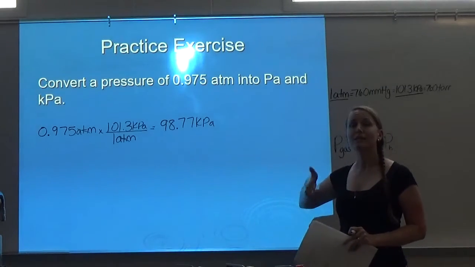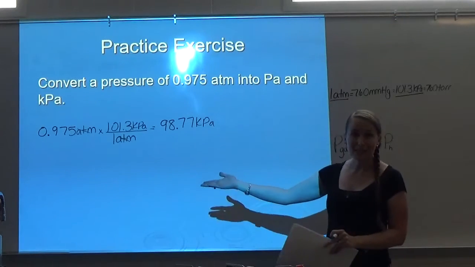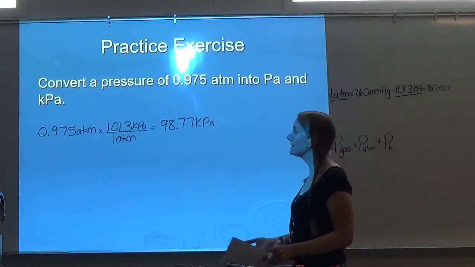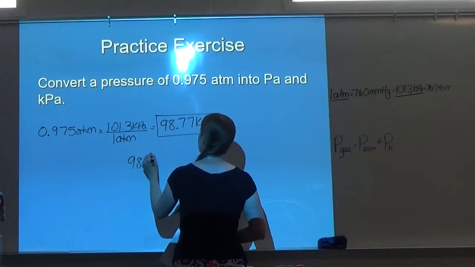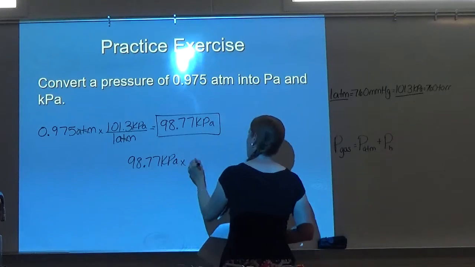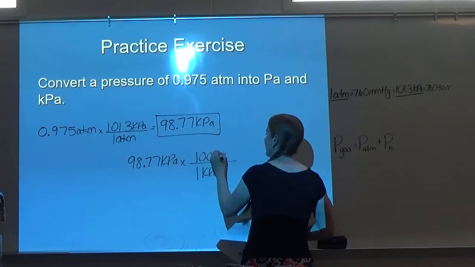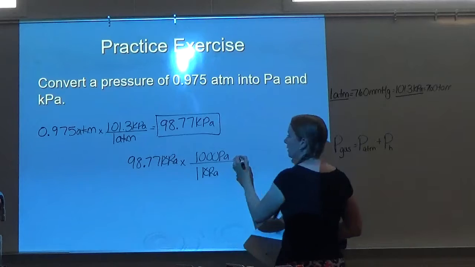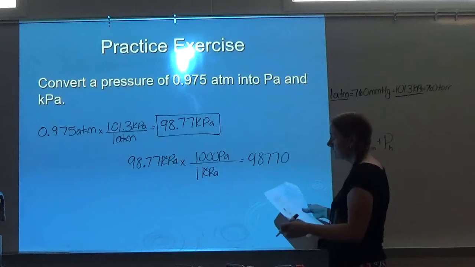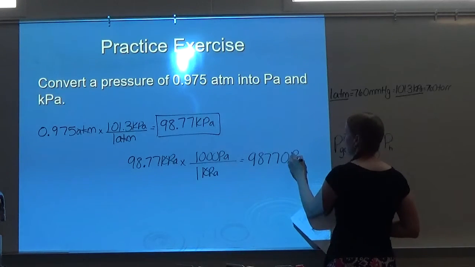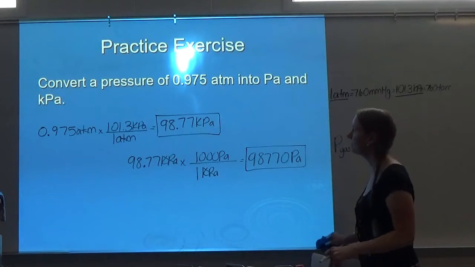Well, kilo is the same prefix regardless of if it's kilometer, kilogram, kilopascal. It doesn't matter. Kilo always means 1,000. So here's my answer for kilopascals. You can either just move the decimal if you know how to do that, or then you just need to convert. So 1 kilopascal is 1,000 pascals. So I would just multiply it by 1,000. So I get 98,770 pascals. Just like that. So hopefully you got that one right.